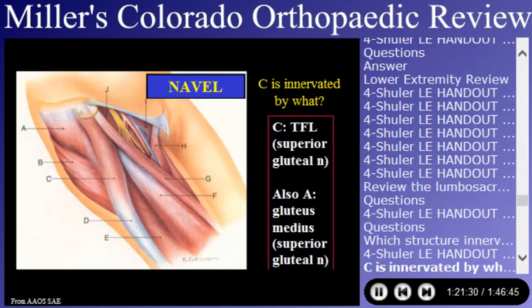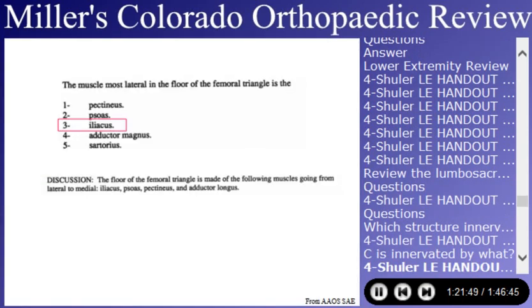C is innervated by what? What is C? Tensor fasciae latae, superior gluteal nerve. Don't forget NAVEL: nerve, artery, vein, empty space, and lymphatics at the femoral triangle here. Muscle most lateral and forward of femoral triangle is iliacus.